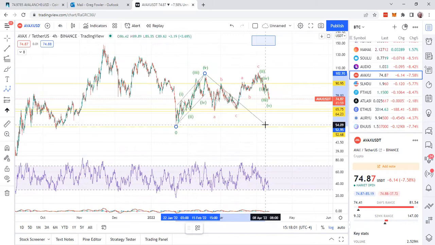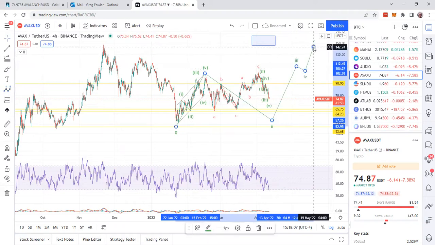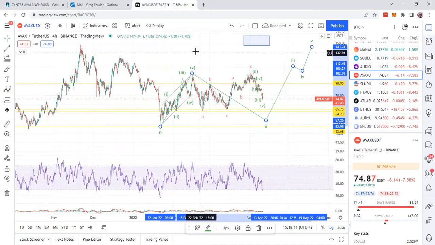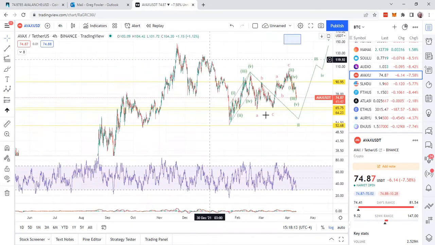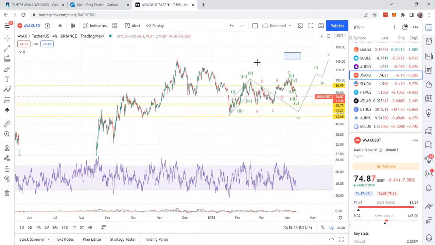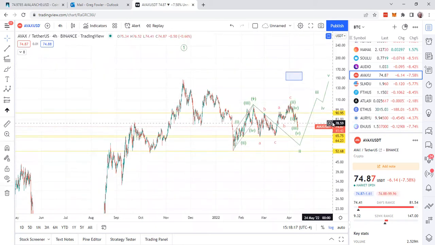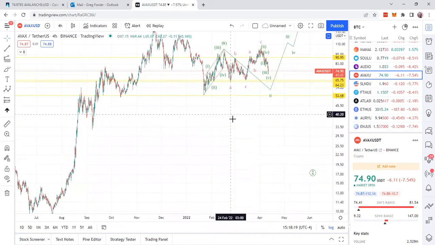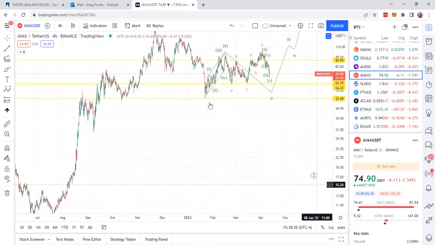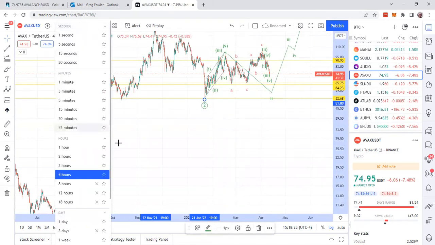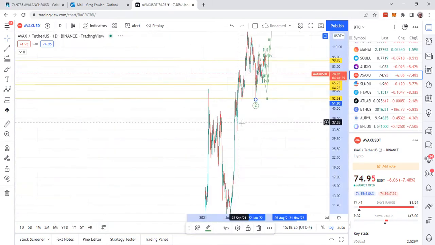Here's the second. And it's probably working on a second wave right now, is my guess. So the main second wave on AVAX, there's a really good chance that it's in, guys. There's a really good chance that it is. Let me look at that on the daily.